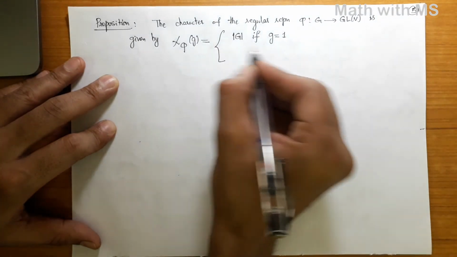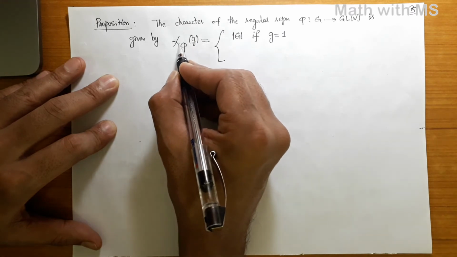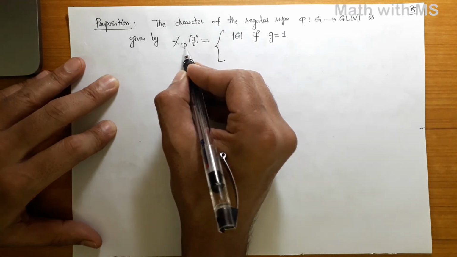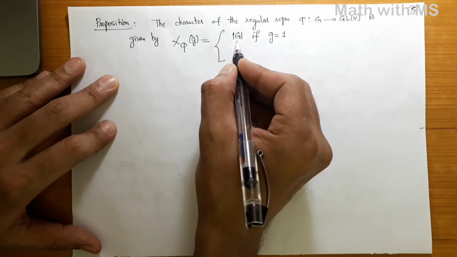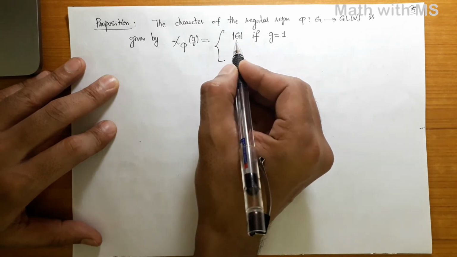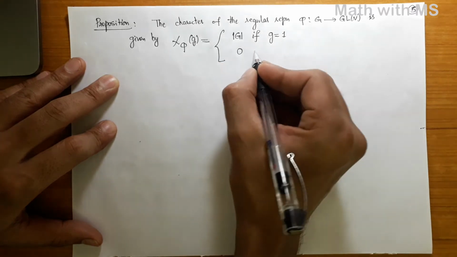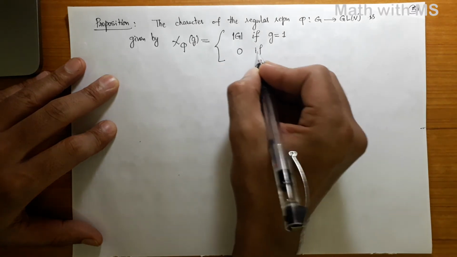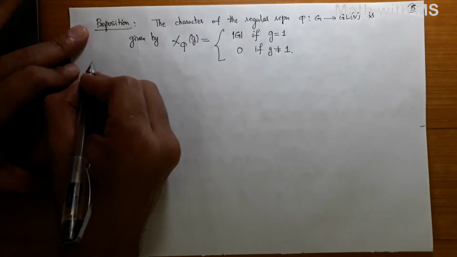That really happens for any character, right, which we observed early in lecture 6 as well. If you evaluate the character of a representation on the identity of the group, you get precisely the degree of the representation, which in this case is the order of the group. But here it turns out to be 0 if g is not the identity element. Let's prove it.